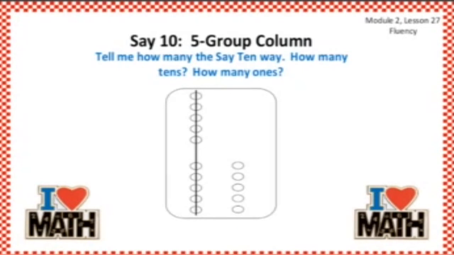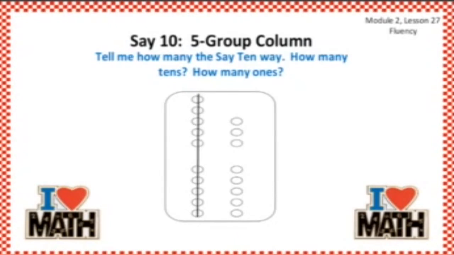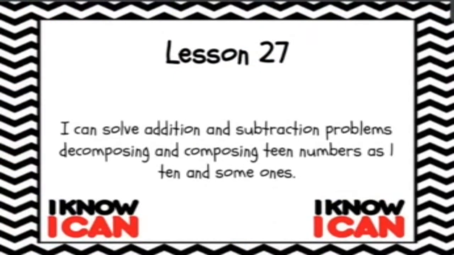Can we see a picture in front of us? Yes. So how many tens, how many ones? As 1 ten and 5 ones. So that is 15. And what is the say ten way of 15? Ten, 5. Very good. What about these? Ten, 8. Yes. That's 1 ten, 8 ones. Very good.